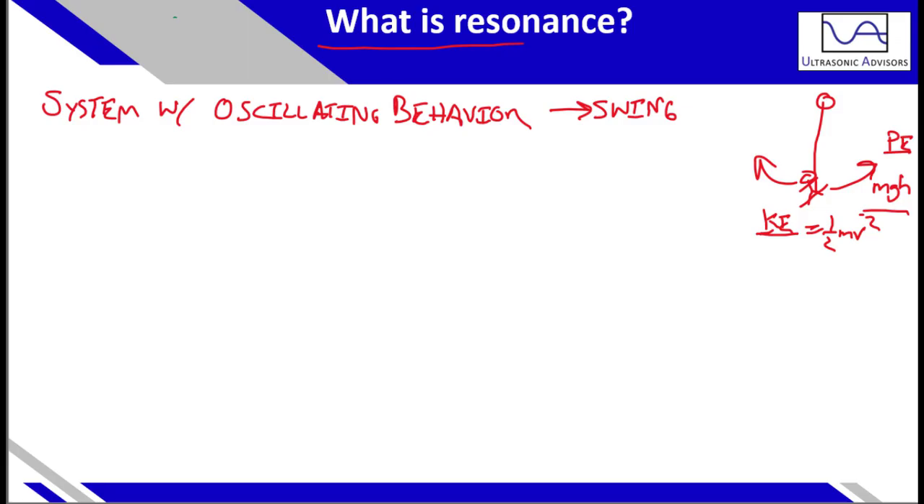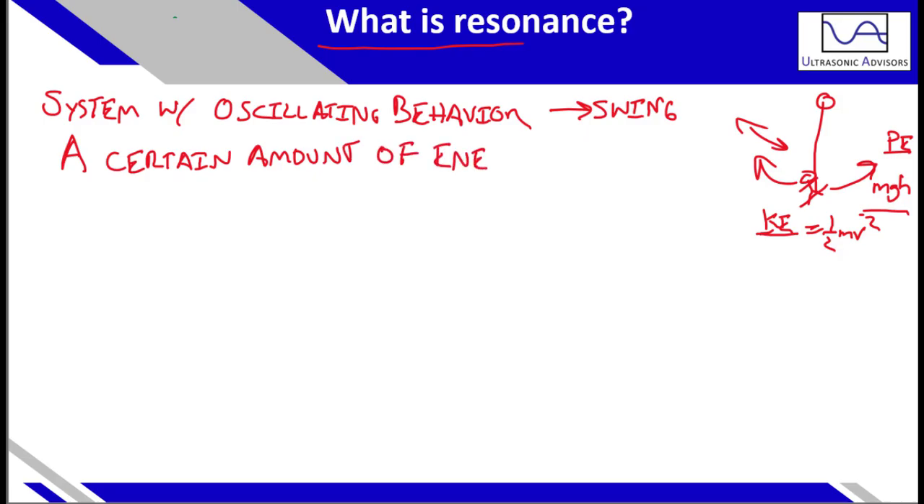In these types of systems, every time you push the swing, a certain amount of energy is lost per cycle. This is also another important thing to understand.